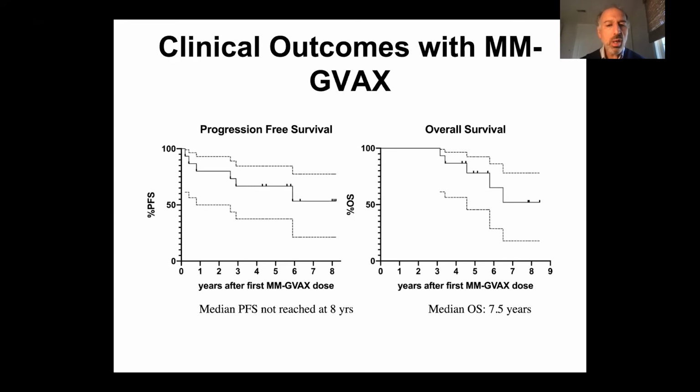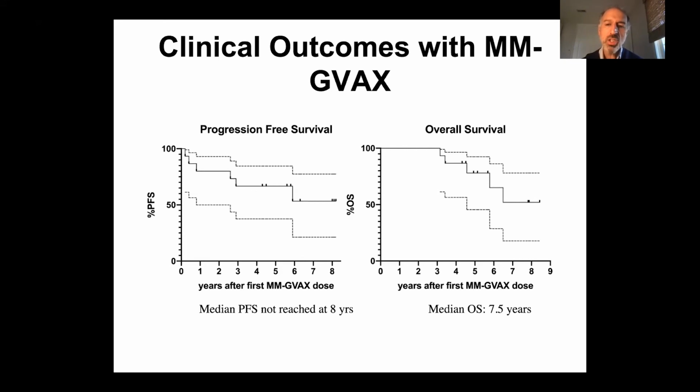And these are our Kaplan-Meier curves. So what we see here in terms of progression-free survival is that we are out now over 8 years and have not yet reached our median progression-free survival. But in contrast, if you look at the overall survival, we see that we have reached it. So this is a very interesting thing and something that I'm very proud of.